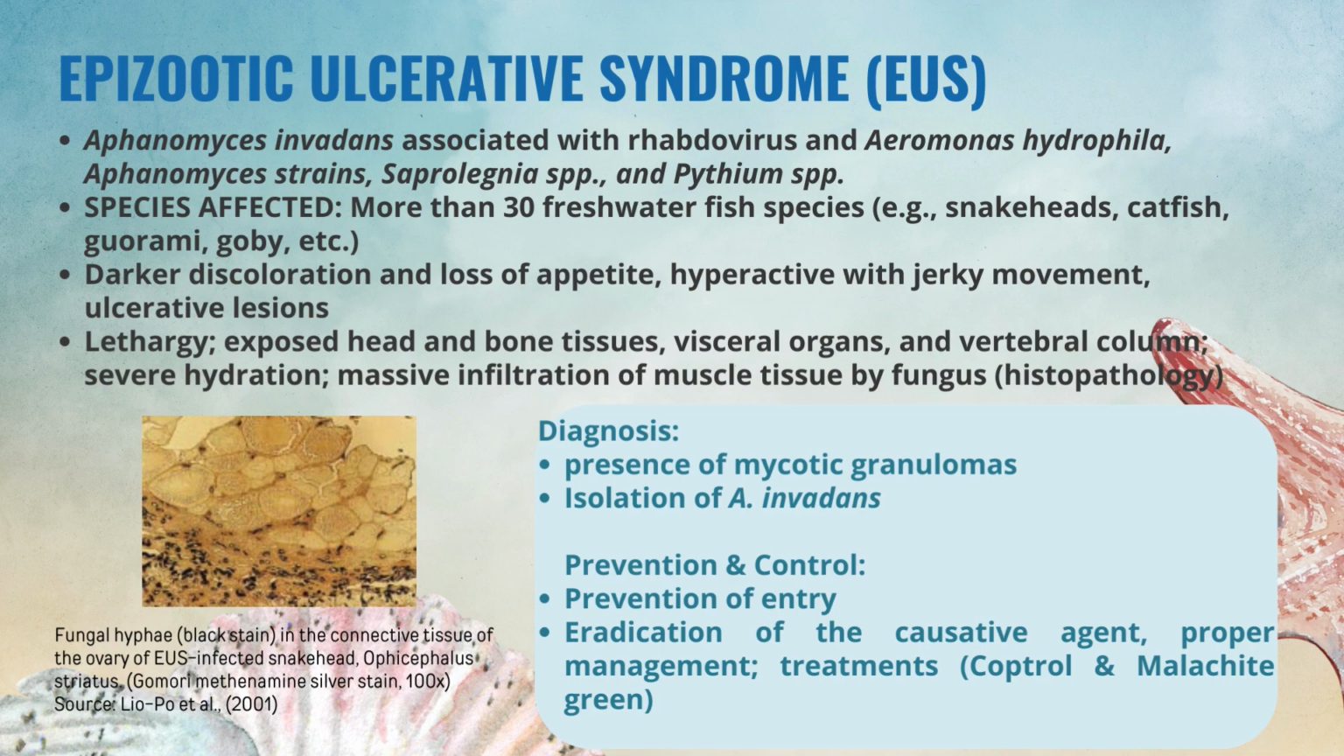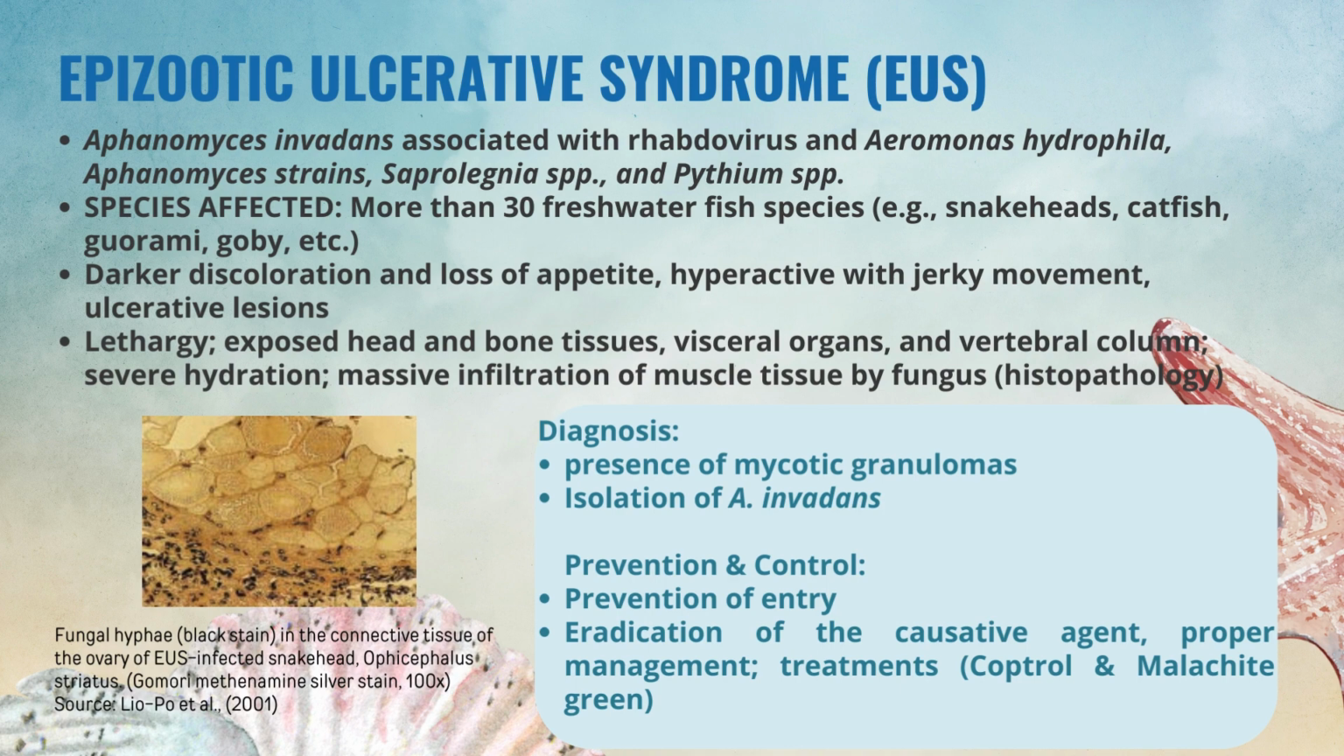Fish affected by the disease become lethargic, and may be inactive or comatose in later stages. Advanced stage of the disease often results in exposed head and bone tissues, visceral organs, and vertebral column. Total erosion of the tail is also common, and there is a severe dehydration problem.